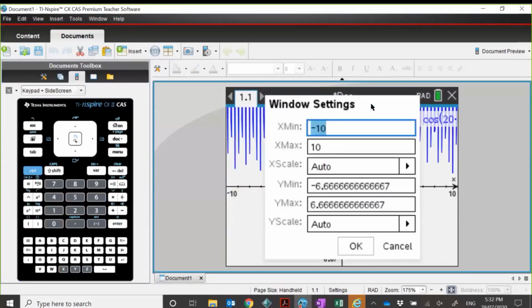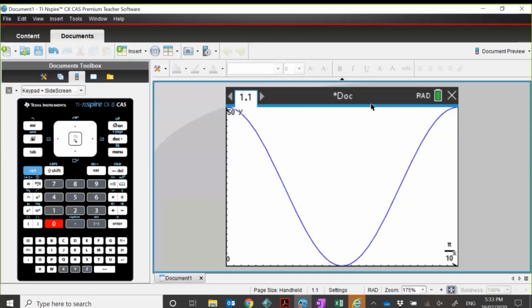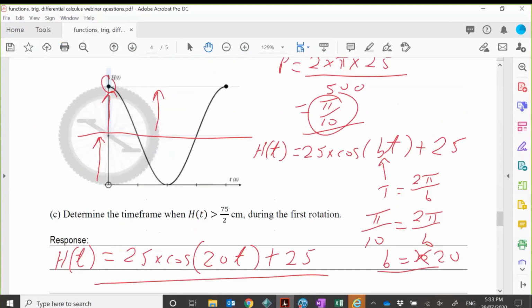Now remember, we want to go from 0 up to a full period, and that full period was pi over 10. So we just need to go to pi over 10. And our y values, we're starting at 0. And remember, our maximum height was 50. We're going up as high as 50. There is our full graph for one period of that bicycle tyre. And if you have a look at that, it should match up with what's been drawn on your exam paper for you.